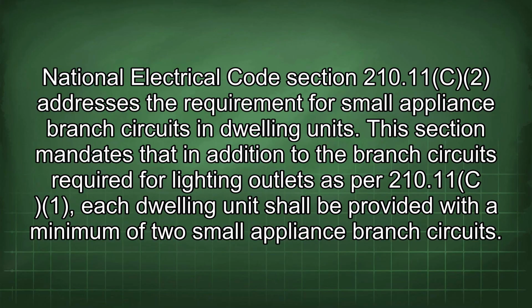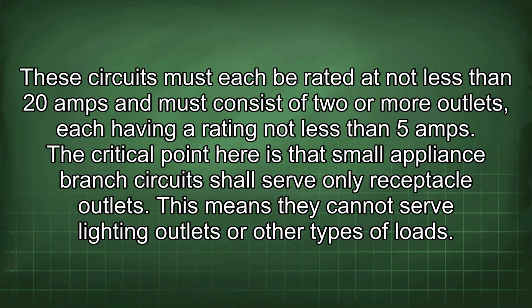National Electrical Code Section 210.11(C)(2) addresses the requirement for small appliance branch circuits in dwelling units. This section mandates that in addition to the branch circuits required for lighting outlets per 210.11, each dwelling unit shall be provided with a minimum of 2 small appliance branch circuits. These circuits must each be rated at not less than 20 amps and must consist of 2 or more outlets, each having a rating not less than 5 amps.